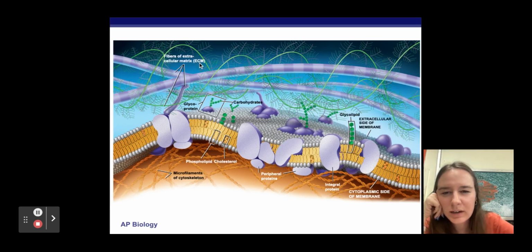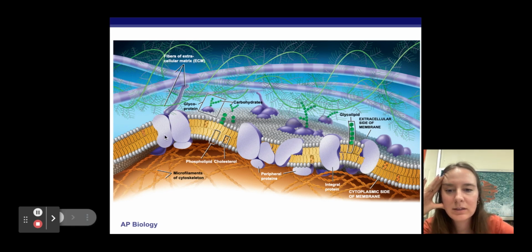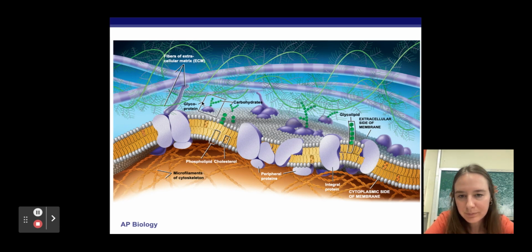So starting in the top left, again, we see the fibers here. I told you of the extracellular matrix. Extra means outside the cell, and matrix is basically just like the space. And notice here that this molecule right here, which is a protein, is connected to the fibers. You'll see inside the cell we have microfilaments of the cytoskeleton. So this is like holding all the organelles in place inside the cell.